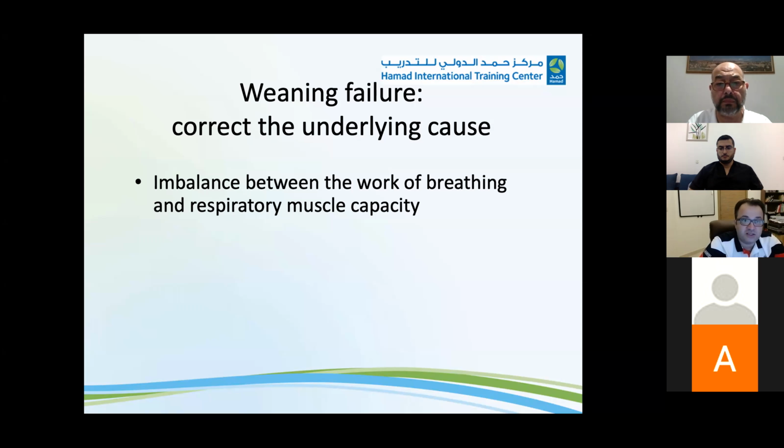The other big example, you may have a normal work of breathing, like normal load. So the lungs are normal, the chest wall is normal, the resistance and the compliance are okay, but the patient is just too weak to take a normal load. So here the problem is not in the load, the problem is in the muscles of the patient. They are too weak. And here you need rehabilitation to improve their strength.